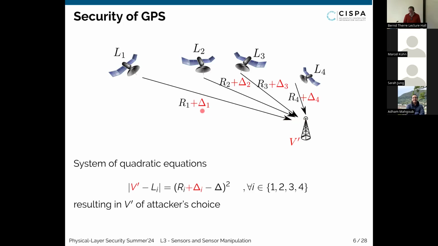The interesting thing about these kinds of attacks is that the pseudo distances are not a number that we're sending in wireless communication. This is computed based on the time of arrival. To do such manipulations, what the attacker likely has to do is change the time of arrival of the GPS signals, which will then have an impact on the computed pseudo distances, which will then have an impact on the location fix.